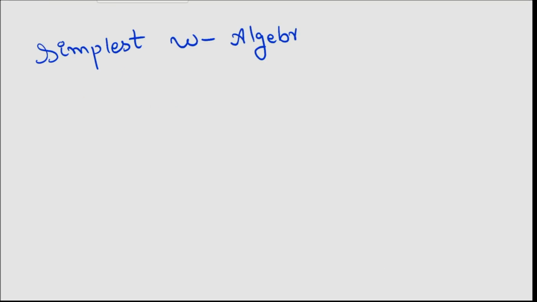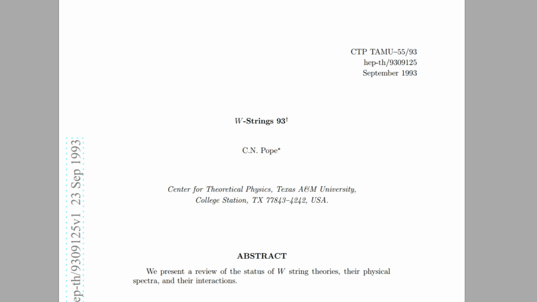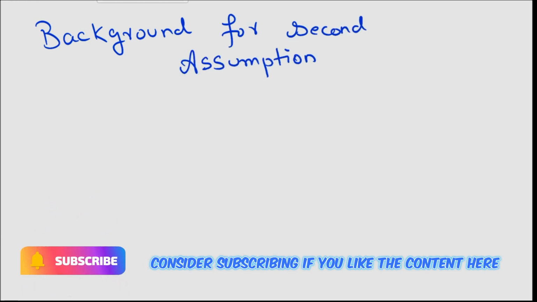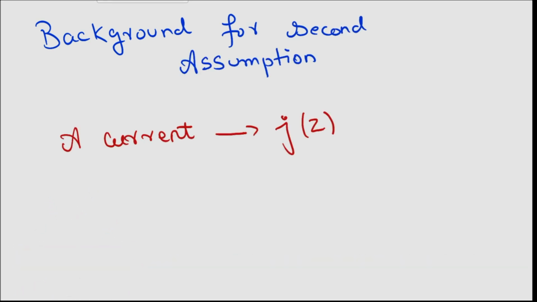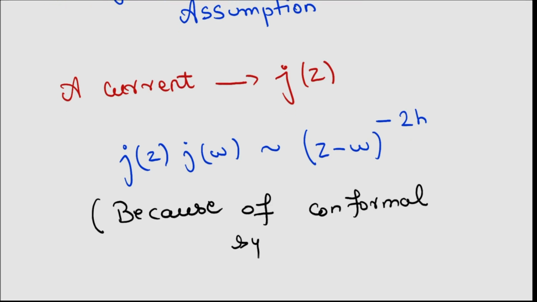The simplest W algebra is called the W3 algebra, and the corresponding strings are called W3 strings. An interested viewer can see Chris Pope's review for details on W3 strings. Talking about the second assumption requires a bit of background. When we have a current, let's call it J(z), then the first term in the OPE J(z) times J(w) has to be proportional to (z minus w) raised to the power negative 2h. This has to be the case because of the correct conformal transformation properties.